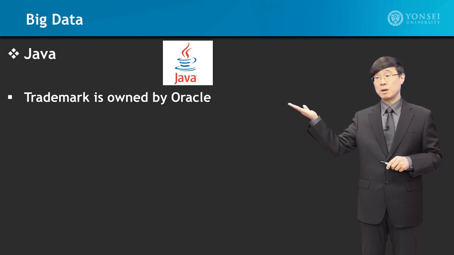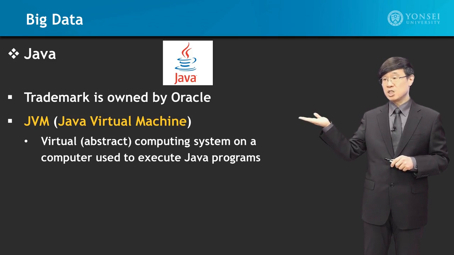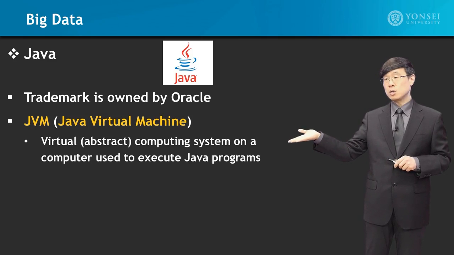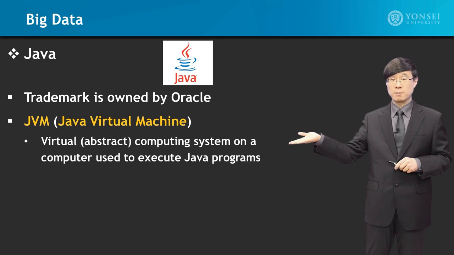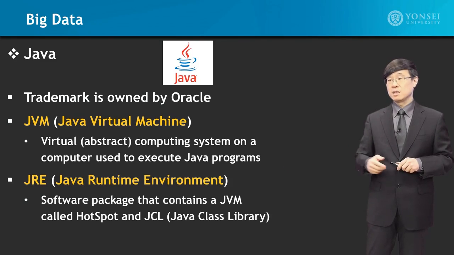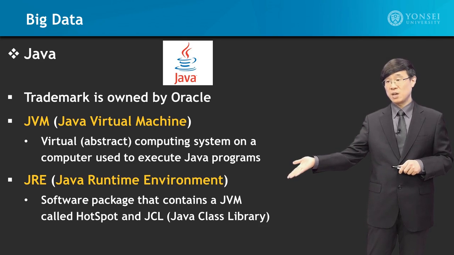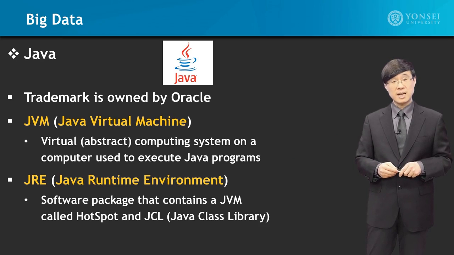This is a trademark owned by Oracle. A JVM is a Java virtual machine. It is a virtual abstract computing system on a computer used to execute Java programs. It runs on a JRE, Java Runtime Environment. This is a software package that contains a JVM called a hotspot and JCL, which is a Java class library.